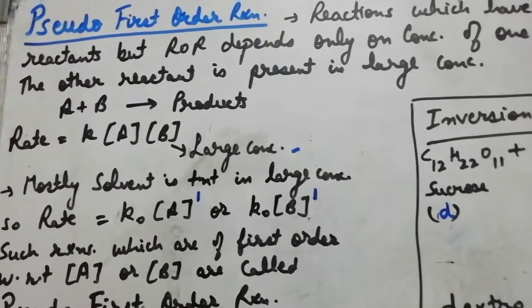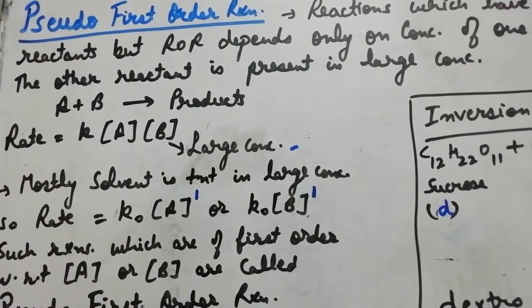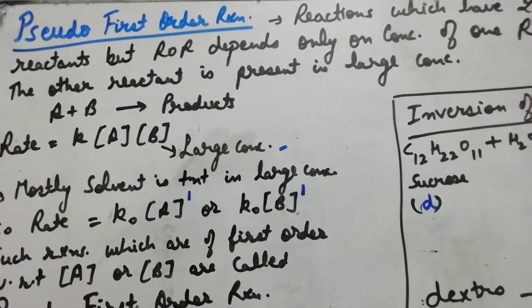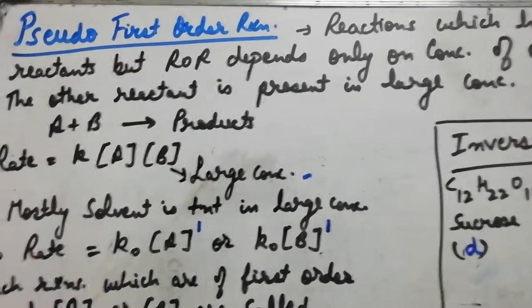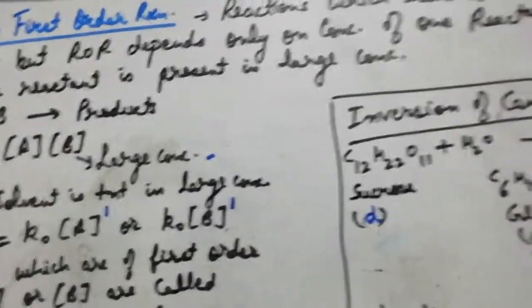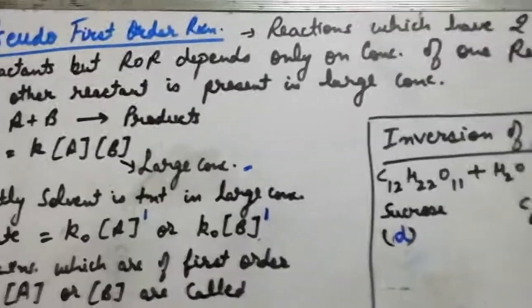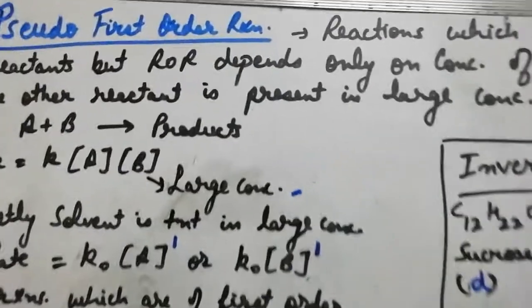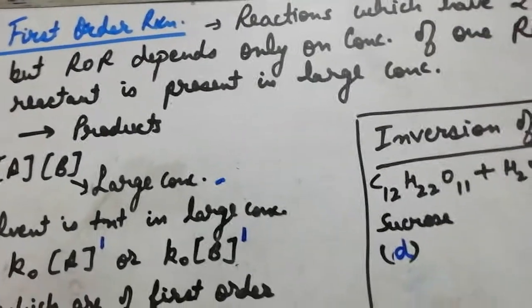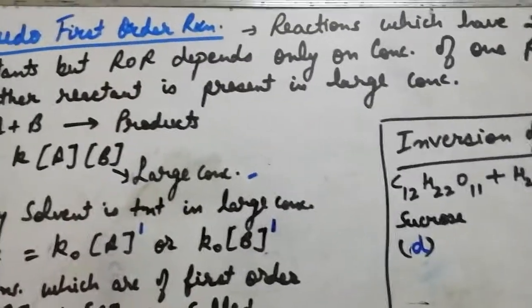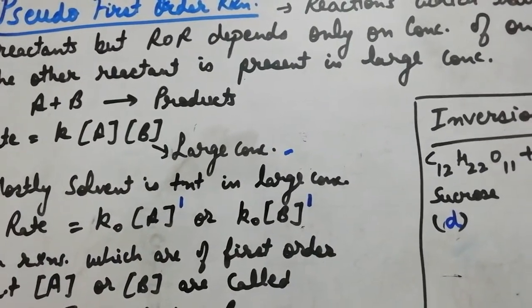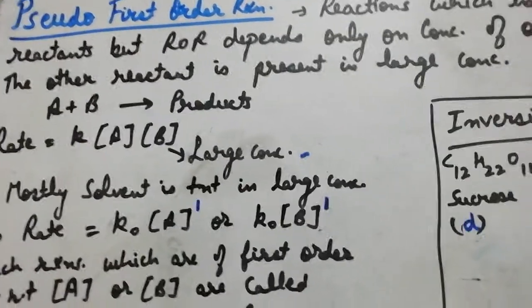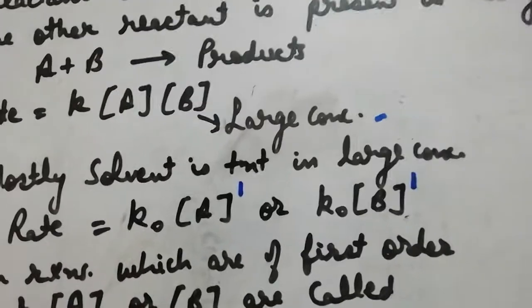So greetings everyone, this is the fourth lecture of chemical kinetics, and in this we will study about pseudo first order reaction. So what are pseudo first order reactions? Reactions which have two or more reactants, but rate of reaction depends only upon the concentration of one reactant, because in these reactions other reactant is present in large concentration and concentration of that reactant is taken to be constant.